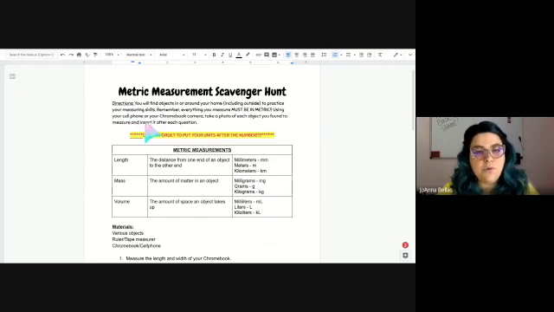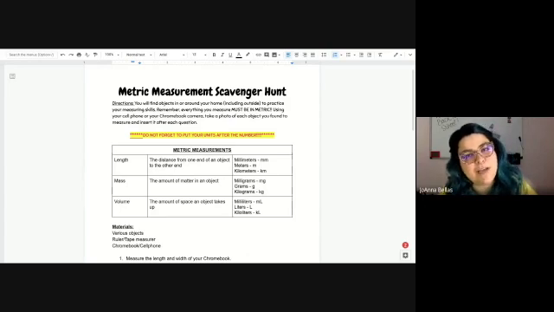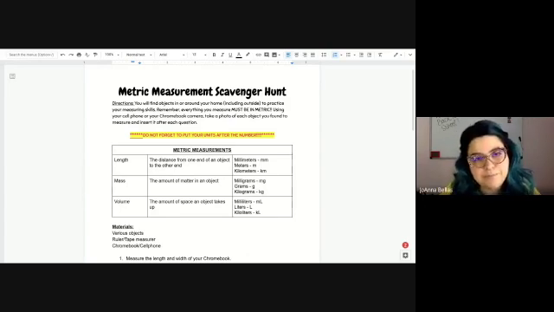Using your cell phone or your Chromebook camera, take a photo of each object you found to measure and insert it after each question. Yes, you have to take a photo of it. Yes, I apologize if you only have a Chromebook camera to use. It's going to be a little clunky, but not impossible. Do not forget to put your units after the number. I cannot stress this enough. You will lose points if you do not put your units.